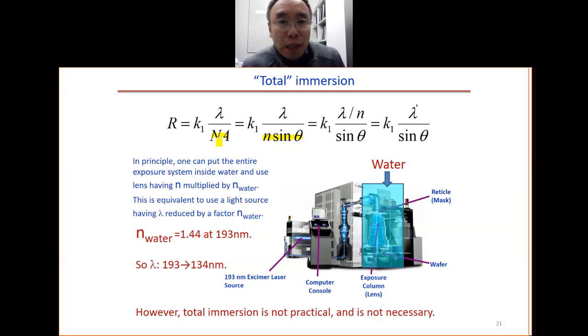Another way you can think of it is that you put the n up. This way you have smaller wavelengths. When the light goes through the liquid, the wavelength becomes shorter. When you have a shorter wavelength, you get better resolution.